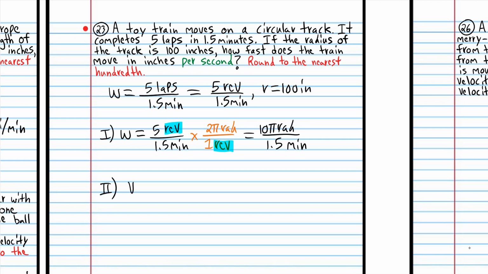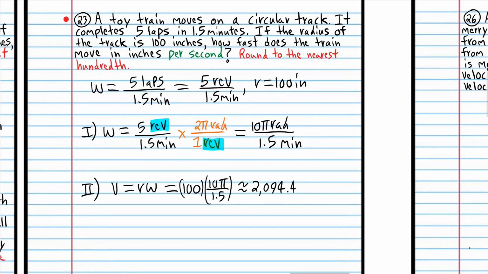So now we're going to find the linear velocity. The radius is 100 inches, and the angular velocity in radians is 10 pi over 1.5. So 100 times 10 is 1,000, times the pi button, enter, 3,141.59, divided by 1.5, enter. So we get approximately 2,094.4. And the units are inches per minute. But we're not done.